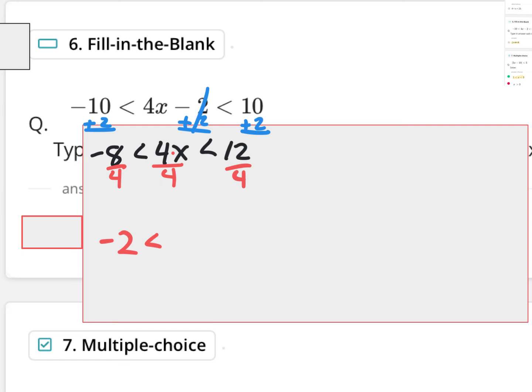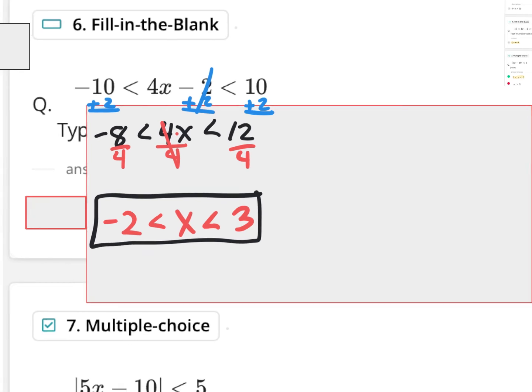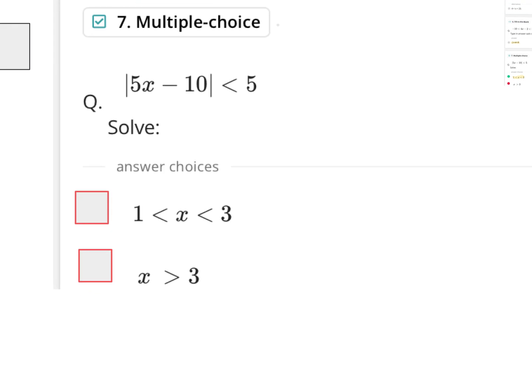The 4's canceled out. Whoops, sorry about that. The 4's canceled out. We end up with an x in the middle. And over here, 12 divided by 4 is 3. And here is your final compound inequality answer. Negative 2 is less than x is less than 3. Let's move on. Number 7.